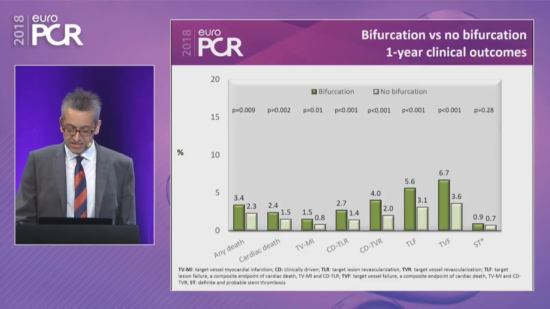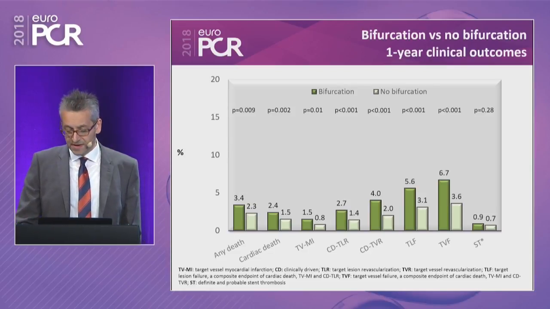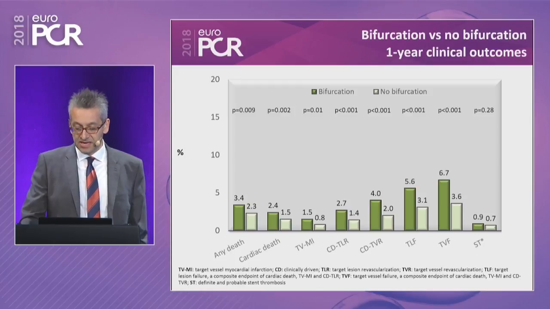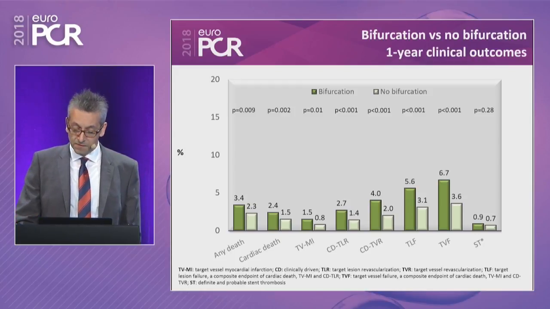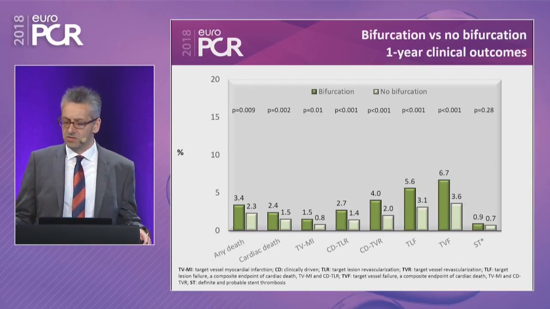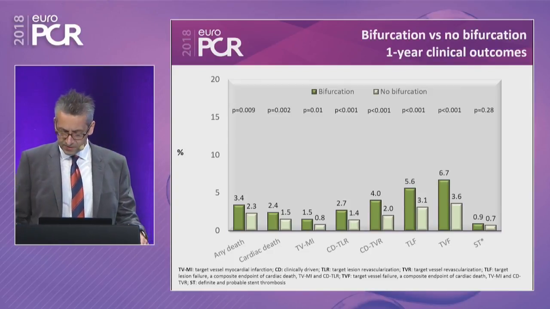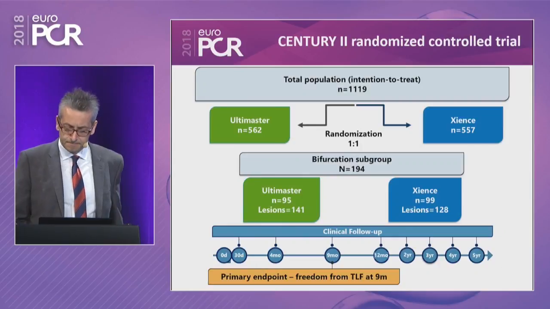So this is the data comparing bifurcation versus non-bifurcation in 1-year clinical outcomes. And again, you can see very favorable outcomes at 1 year for cardiac death, target vessel MI, target lesion failure, and so forth. And this is despite the fact that the patients with bifurcations tend to be older, much more comorbid, much more likely to have multi-vessel disease. And again, these are the characteristics that predispose to adverse outcomes in clinical studies.